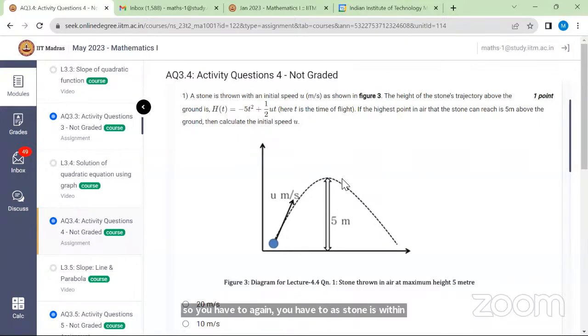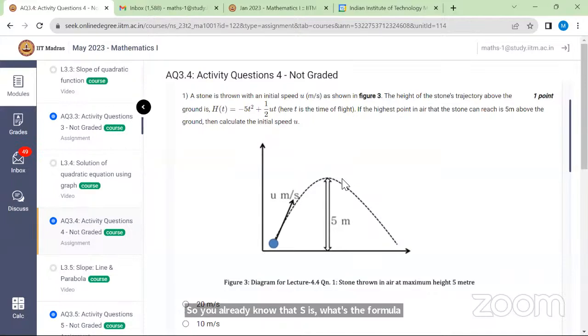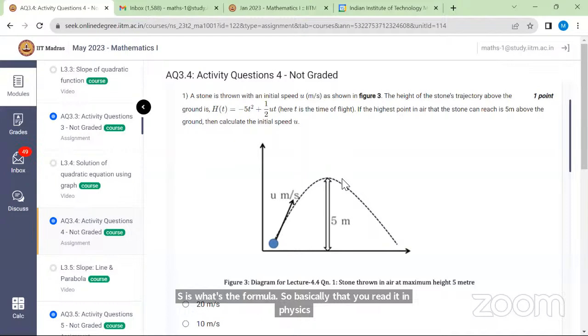Okay, don't use the formula v square equals u square plus 2as, or the other equation that is generally used. For the other equation, you can solve it pretty simply. But here the trajectory has been given in the form of t. So you already know that s equals, what's the formula? You read it in physics: s equals ut plus half at square. But you don't have to use that.